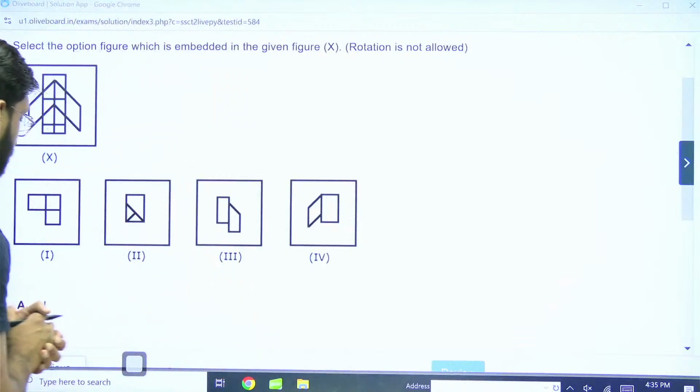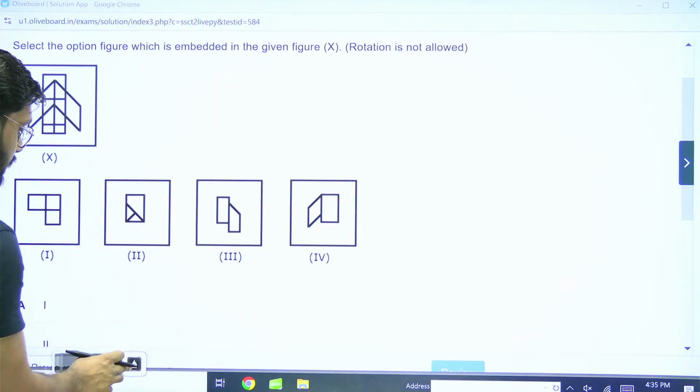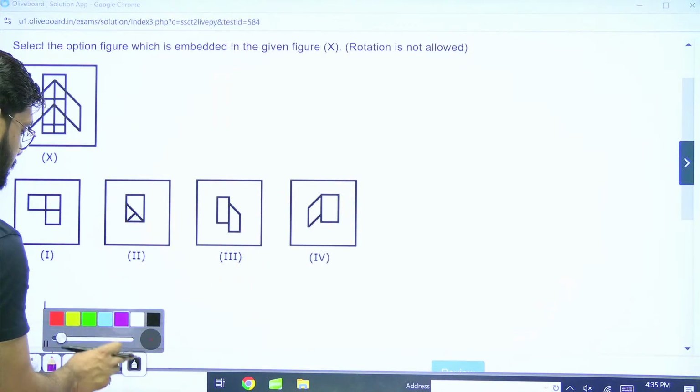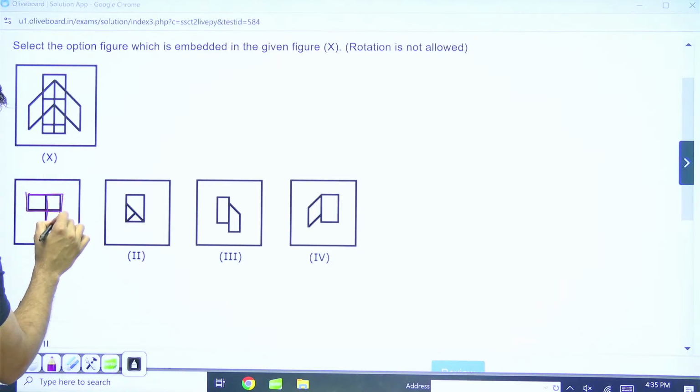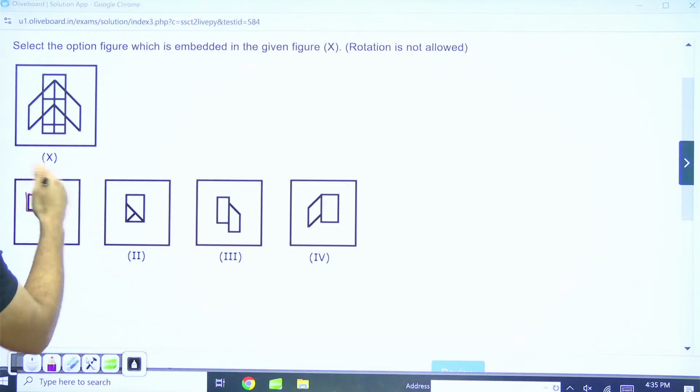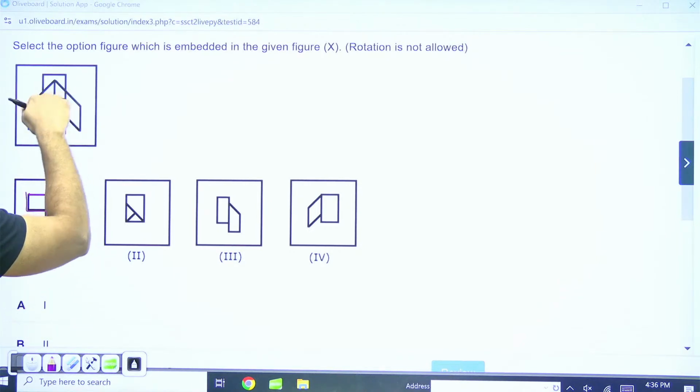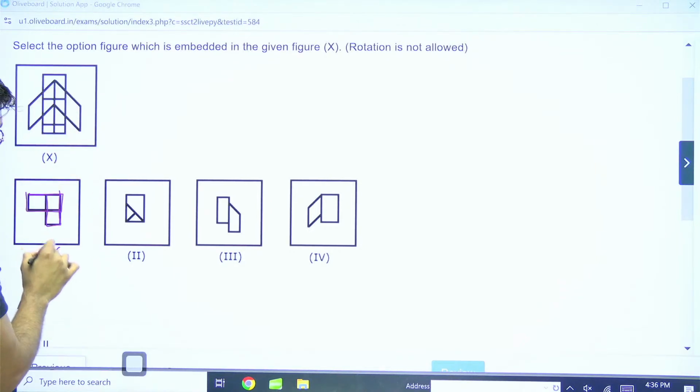Let's see. Where can we find this image? We need a rectangle like this, and a rectangle like this. Two rectangles. But we cannot get the horizontal one in this image, we cannot see it anywhere. So one is wrong.